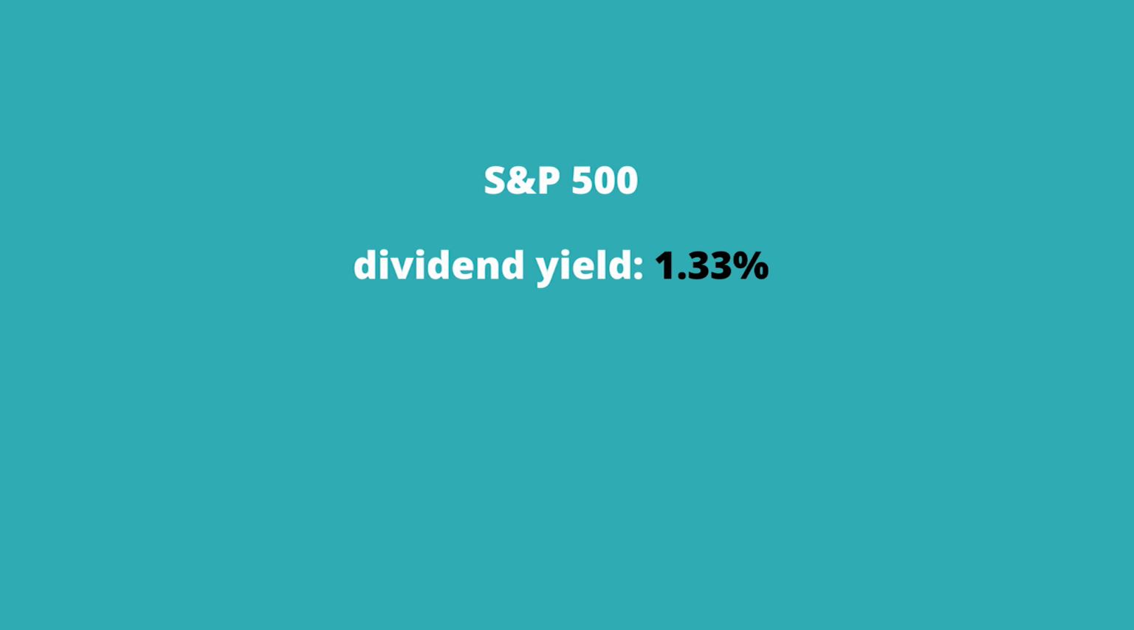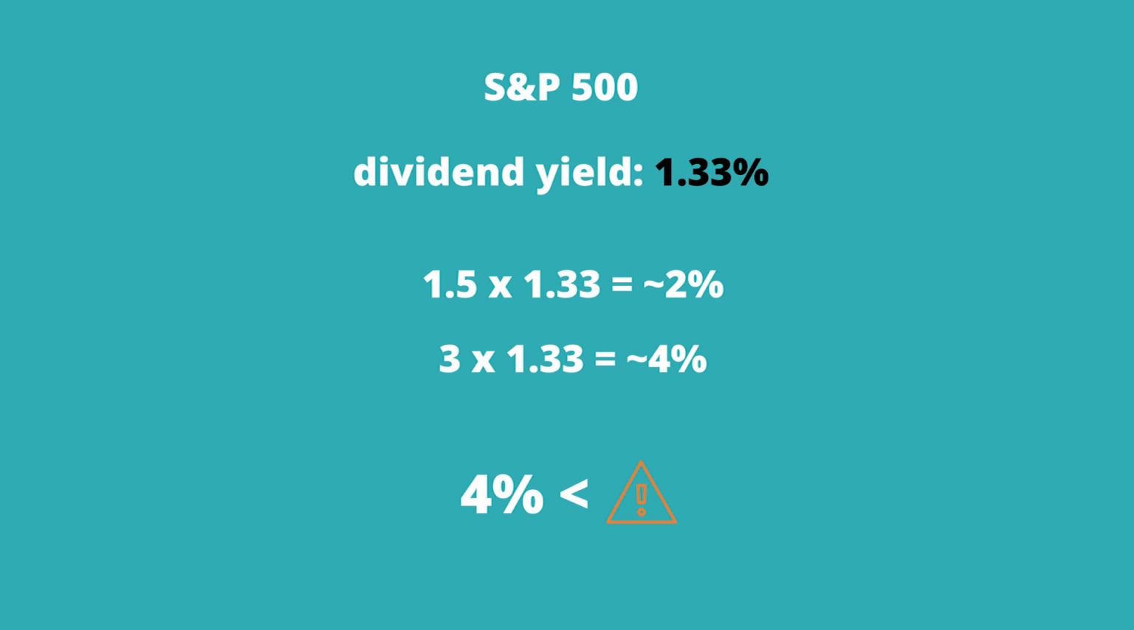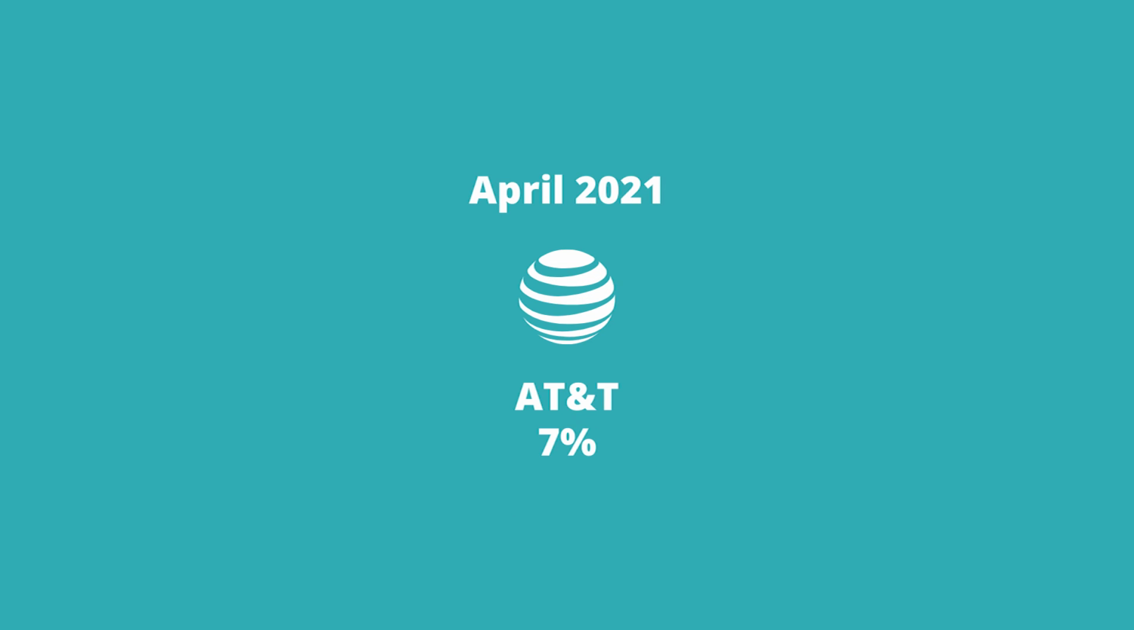If I multiply this by 1.5, I get a 2% dividend yield for the lower limit, and if I multiply it by 3, I get a 4% dividend yield for the upper limit. So today, the stock market average is so high that any stock above a 4% dividend yield is too risky for me to buy. But as I said before, there are exceptions sometimes. For example, I bought AT&T this month with a 7% dividend yield. But we need to be aware that these stocks involve more risk.